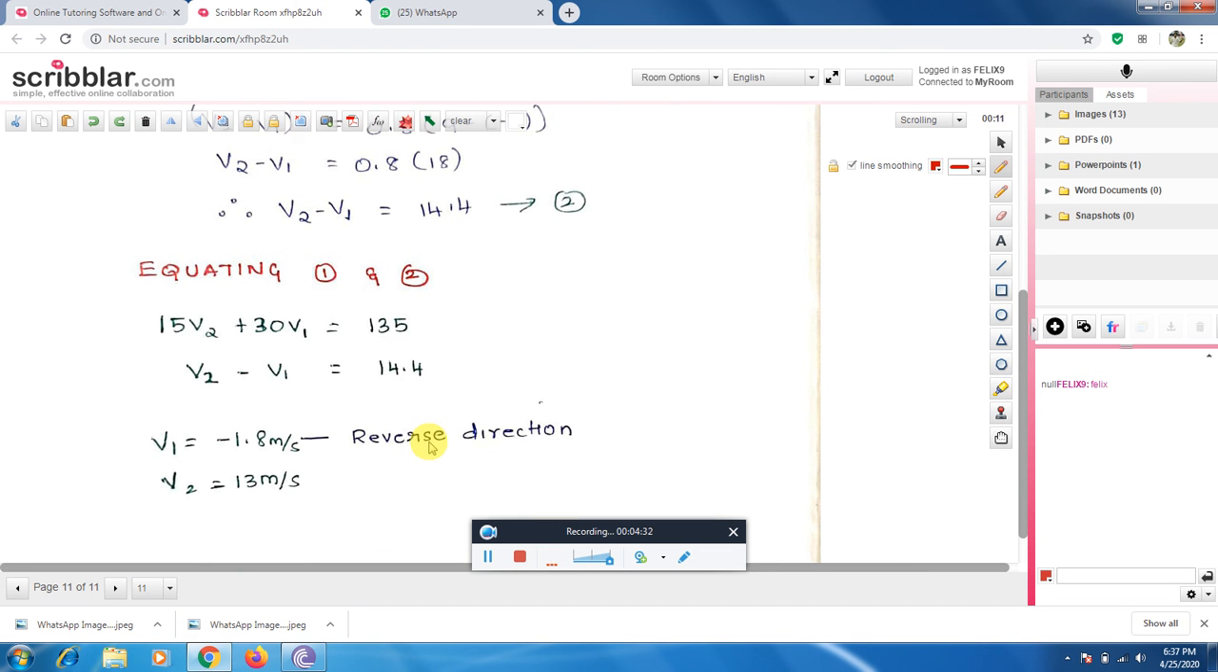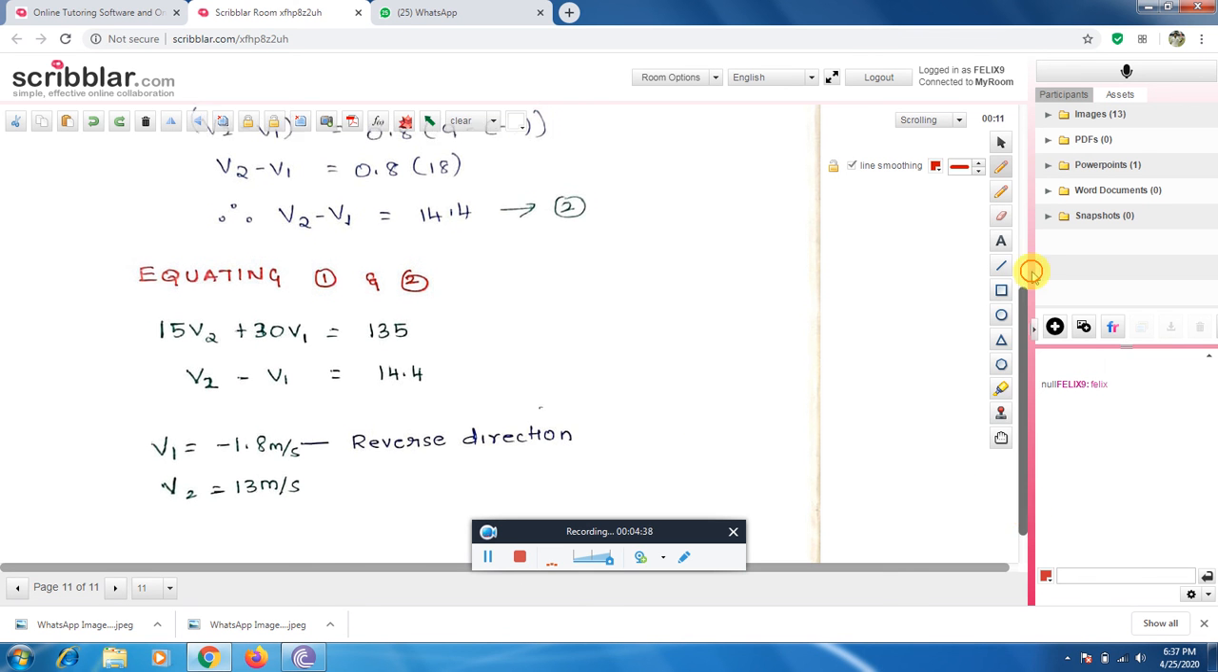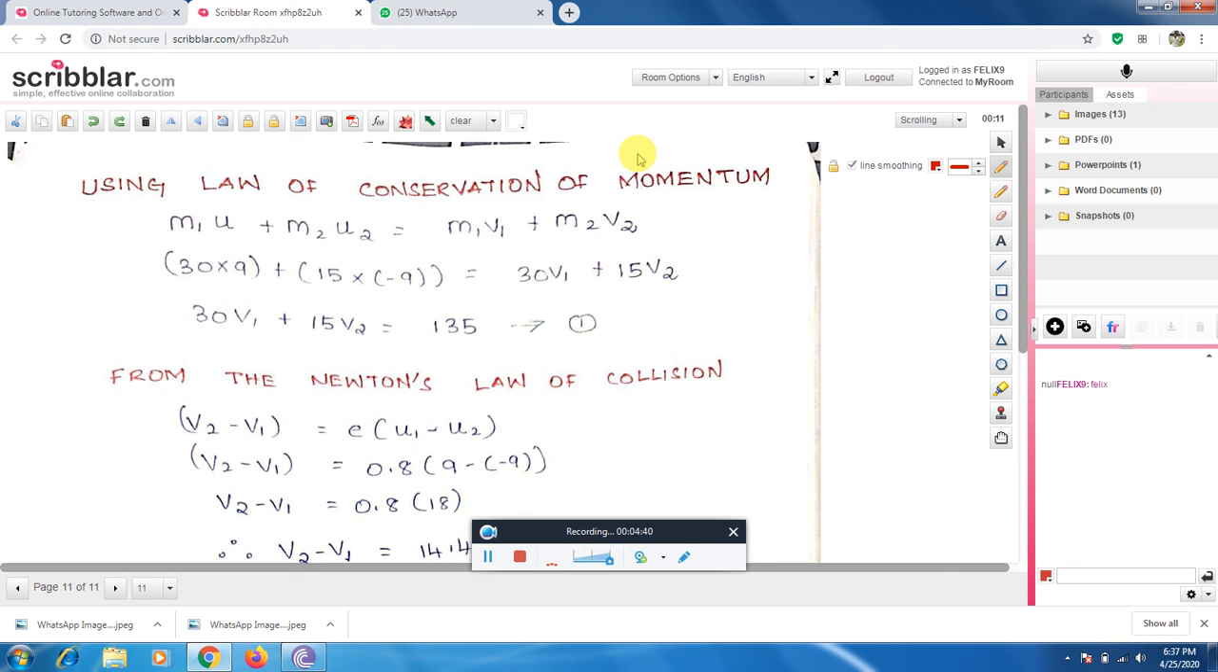By solving both the equations, you will find the values of v1 and v2, and that is how we solve the problem. For any problem that you are going to solve using the collision law of conservation of momentum, we will be using only these two formulas, that is, the law of conservation of momentum as well as Newton's law of collision. By using these formulas, you will be solving the problem.